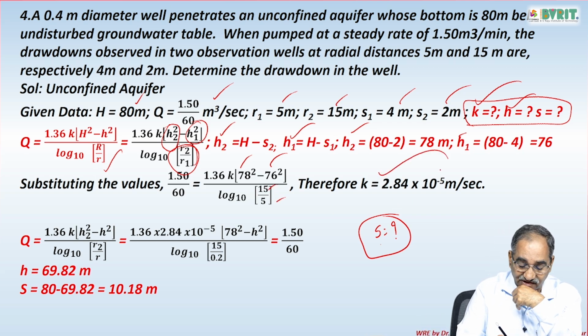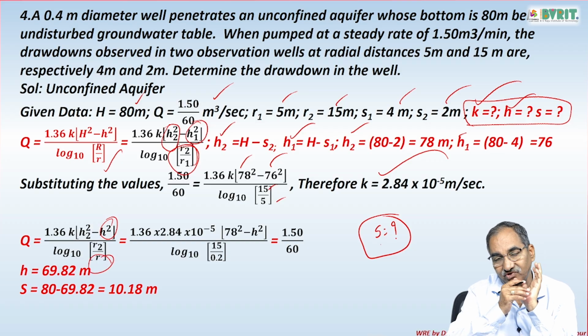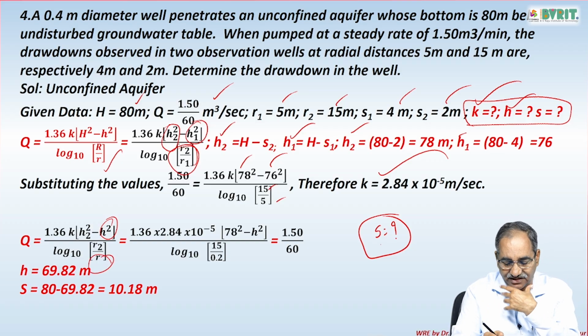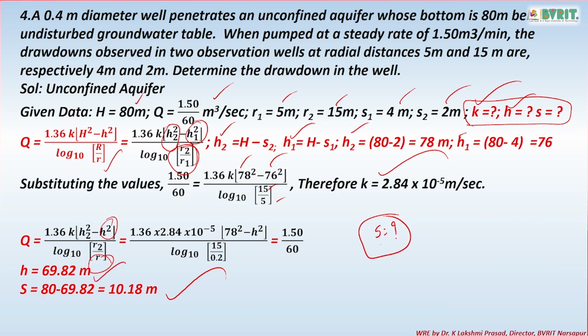Once the K value is determined, then I substituted in this one. Instead of h1 I put h, and instead of R1 I put r, because the equation is the same anywhere, only the wells are different. So then I substituted it. Then I got, first thing, h as 69.82. So total minus 69.82 gives the S value.